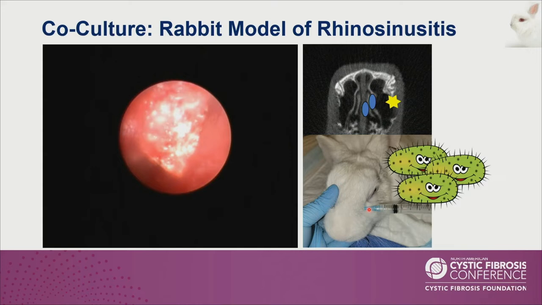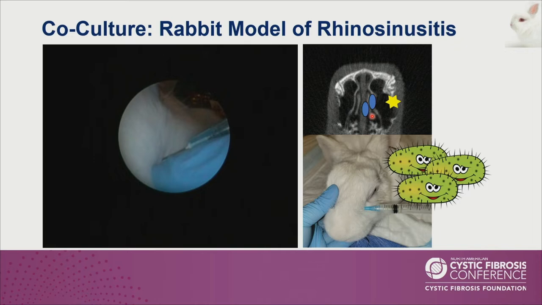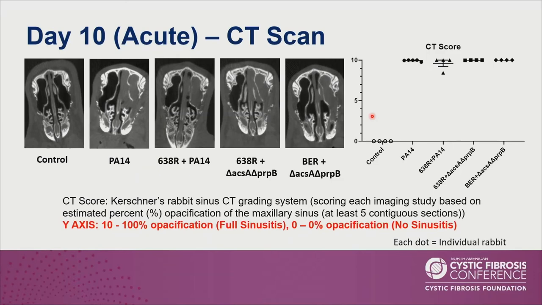When he was injecting, I was looking at the scope to make sure that the needle doesn't bypass the sinus and go into the nasal cavity. Sometimes if bacteria go all the way to the nasal cavity, then there's nothing seen in the sinus. That's really bad. So I inject directly like that, and while he's injecting, I'm looking at the nasal scope to make sure that everything is well injected directly into the sinus cavity. And this is the day 10 CT scan. The y-axis is the opacification: 10 is full opacification, and 0 means there's no sinusitis.